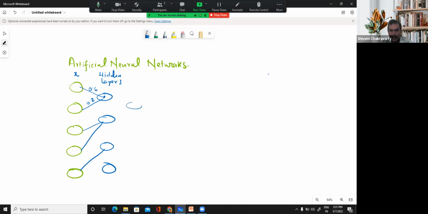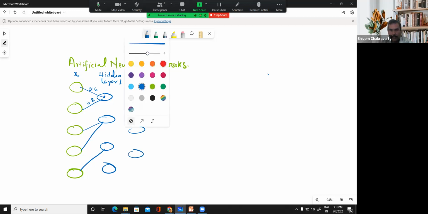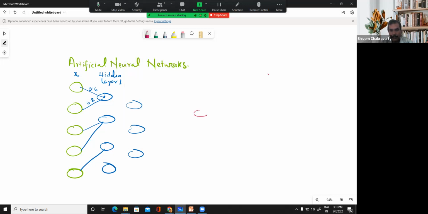Then there could be another hidden layer. So there will be a number of such hidden layers. Finally, the output we will get. In each layer, there will be such weights and such connections. Not every node in the previous layer will be connected to every node in the subsequent layer. Finally, we will have some sort of output.